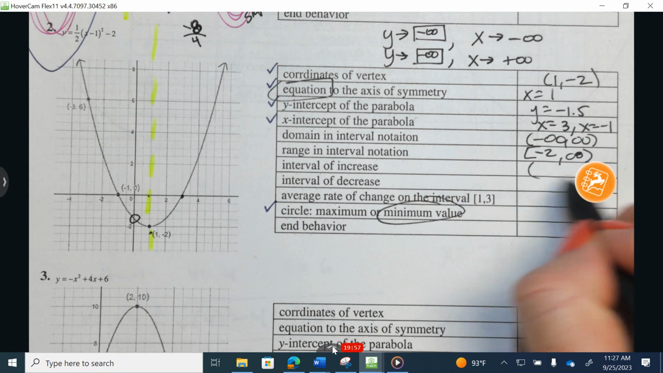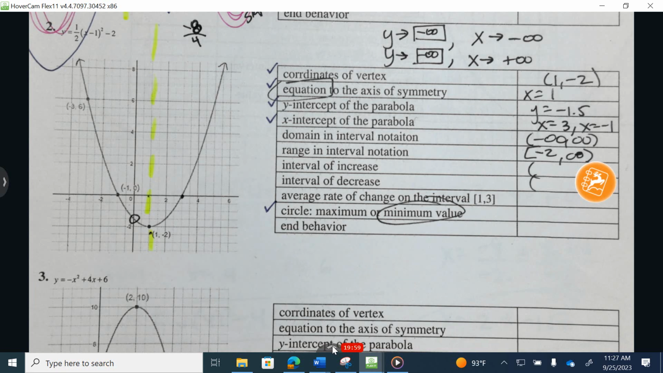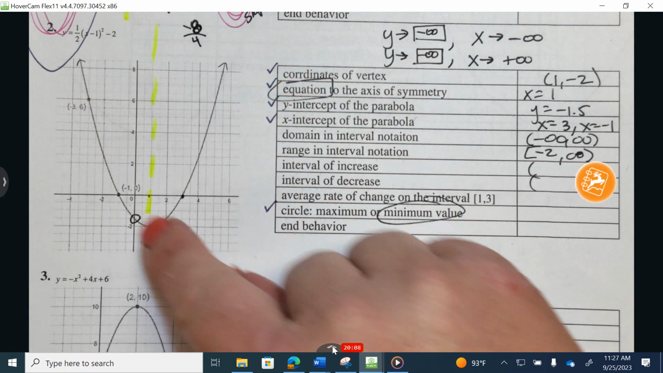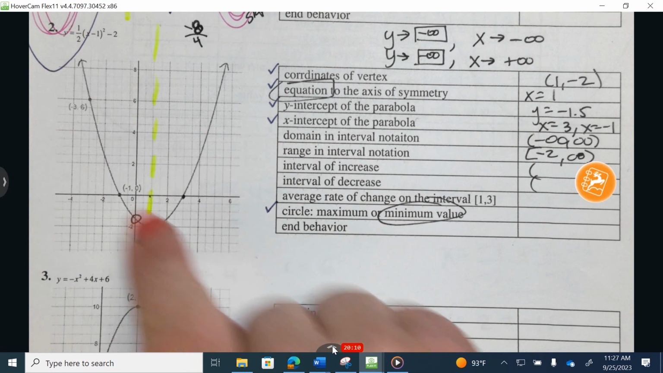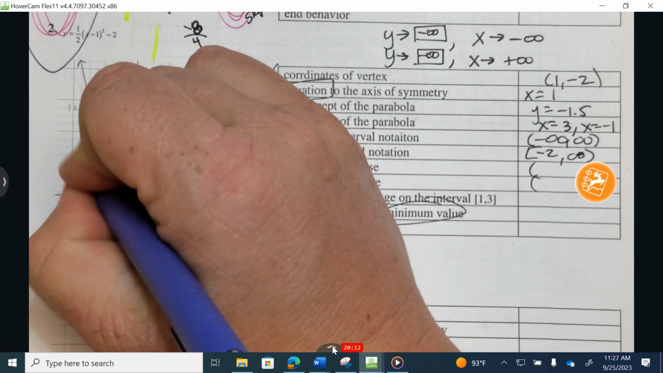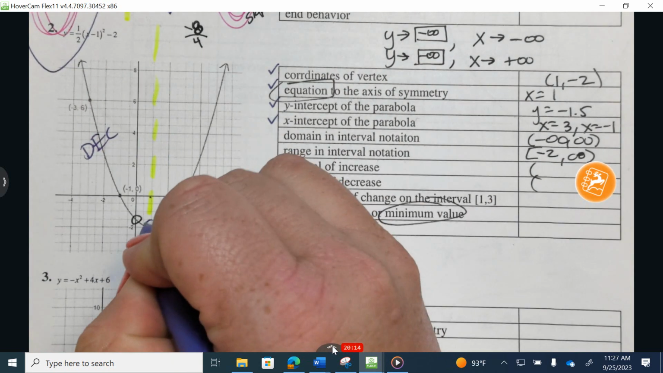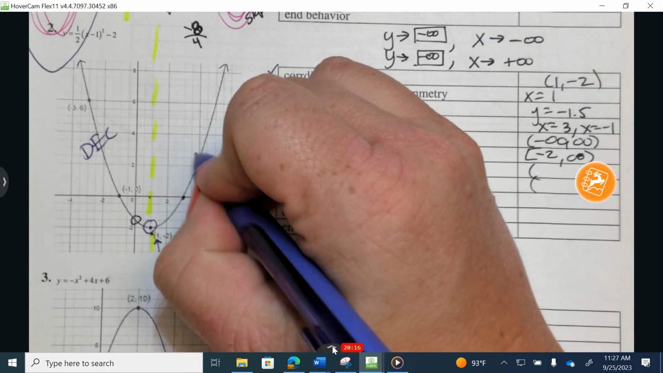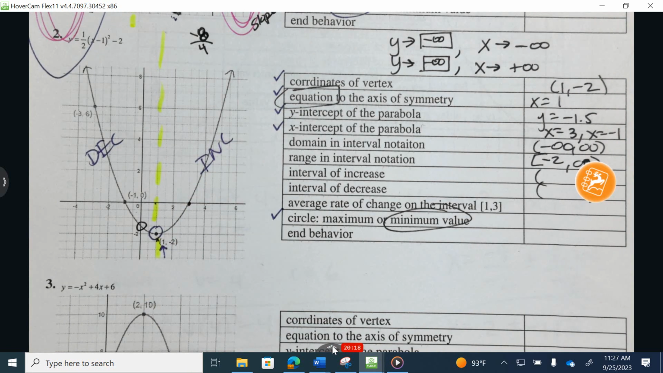Remember, increasing or decreasing. First thing, just put parentheses. There's three things. Always use parentheses, always read it from left to right, and then use X values to describe it. So I'm going to start from left to right. What would we be doing? Going up or down here from left to right? Down, decreasing. Then here you get to rest when you're at 1, and then here we're going uphill or increasing.